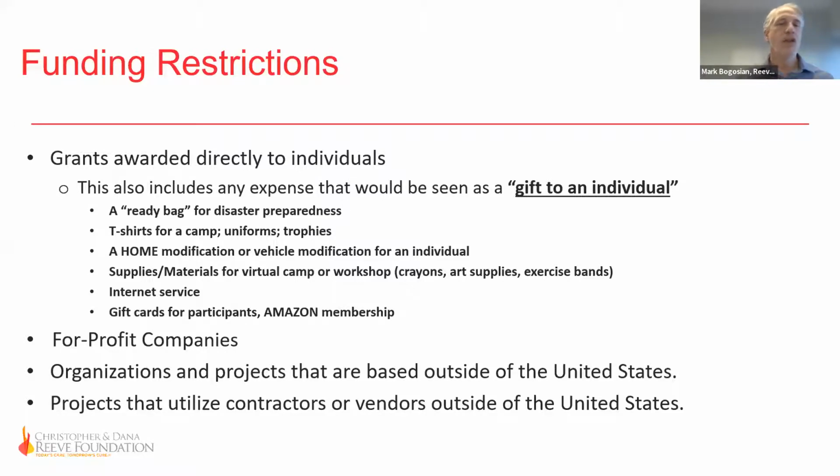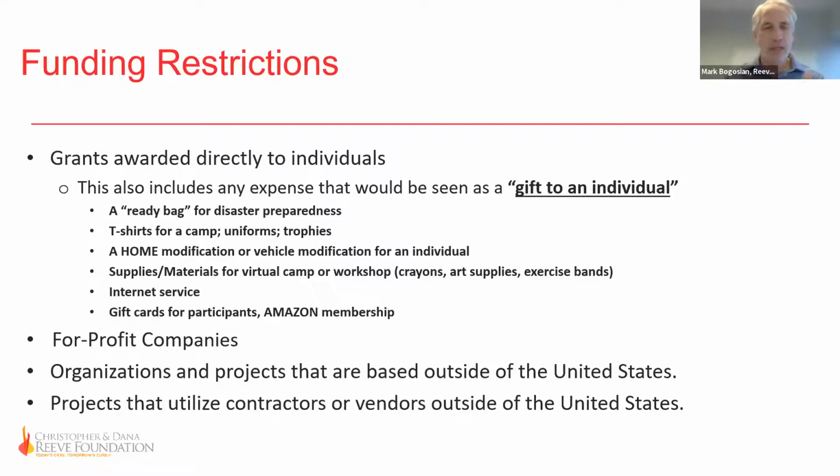No grants can be made directly to individuals, but also none of the funding can be given directly to an individual. This includes expenses that would be seen as a gift to an individual. I've given some examples here, but I do want to read them, such as a ready bag for disaster preparedness, or T-shirts for a camp, jerseys, uniforms, trophies, a home modification or an individual vehicle modification, anything that would be given to somebody that they would then take and own and have property of.